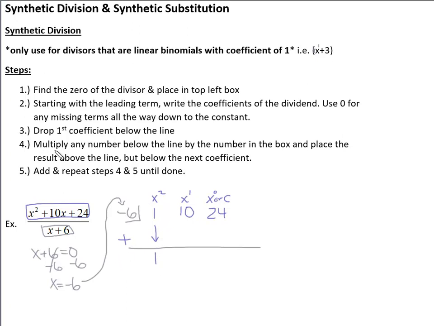Step 4 says we're going to multiply any number below the line, so in this case our 1, by the number in the box, -6. We're going to do 1 times -6.